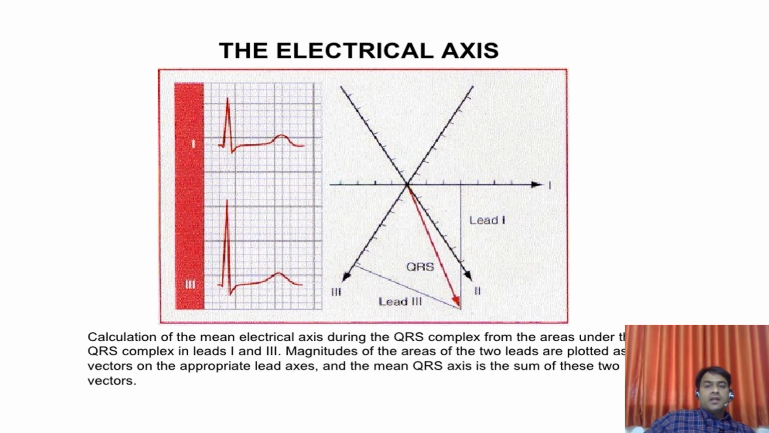Then how to calculate the electrical axis? To calculate the electrical axis, you require two leads. Normally we choose lead 1 and another lead, lead 3 or aVF. So mark lead 1 on a graph paper. Lead 1 is marked at a 0 degree angle. To lead 1, at a 120 degree angle, is marked lead 3. Then find out the RS difference in lead 1 and the RS difference in lead 3 or aVF. If the RS difference in lead 1 is positive, mark on the right side. If it is negative, mark on the left side. If the RS difference in lead 3 is positive, mark below the baseline. If it is negative, mark above the baseline.